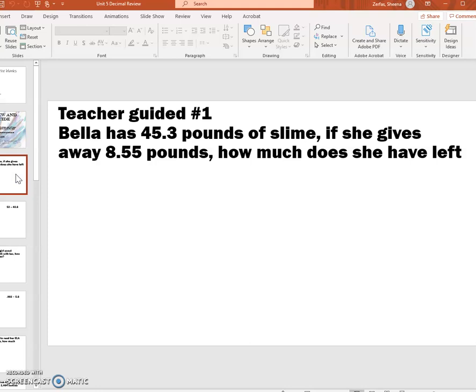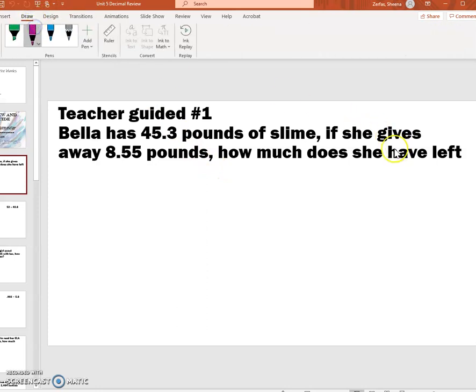Okay, so the first one we're doing here is a word problem. So we want to be trying to identify keywords or phrases to help me decide what operation to use. Okay, Bella has 45 3/10 pounds of slime. If she gives away 8 55 pounds, how much does she have left? Okay, so gives away would help me decide that this will be a subtraction problem.